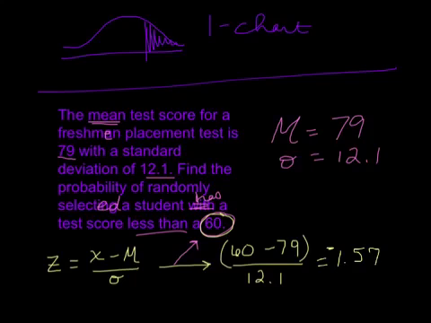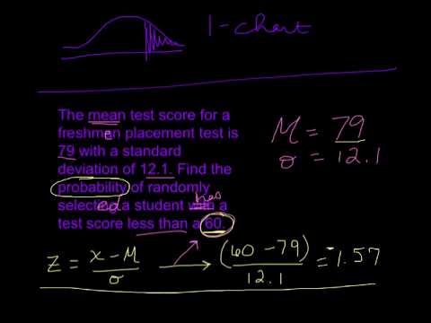I should have expected it, because if my average is 79, and I'm talking about less than a score of 60, they're below average. So I should expect a negative z-score. Okay, so step one, that's what we did. We found the z-score. I'm looking for probability. Probability is what the chart is going to tell you. I had to get this z-score so that I could then use the chart.